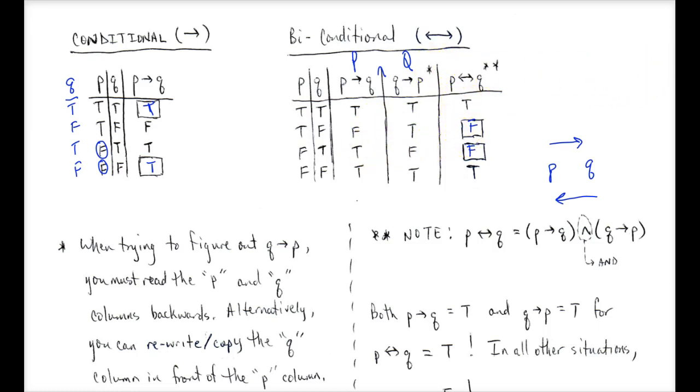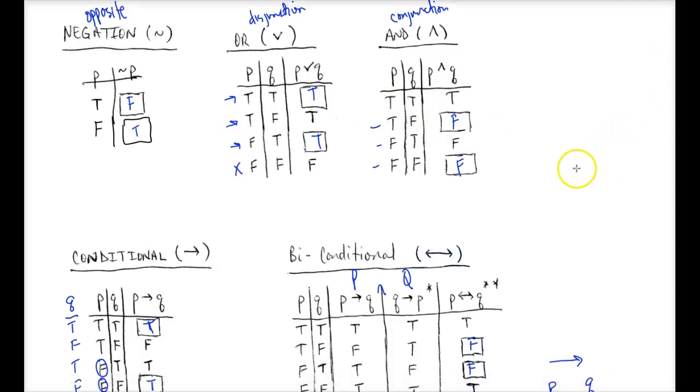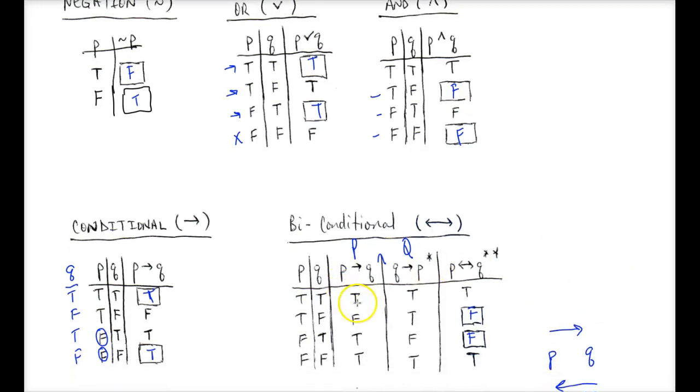And I'll scroll back up just so that we can make sure that we see it. So for the AND truth table, the only time that we know that an AND statement is true is when both P and Q are true. And of course, for our biconditional statement that we see here, we see that we had true and true here, and true there.